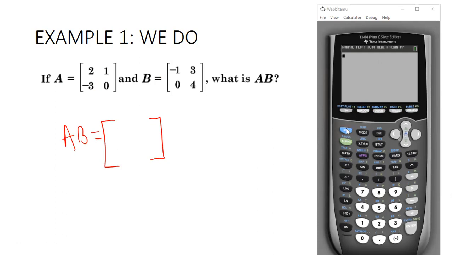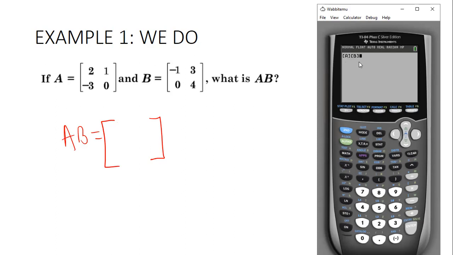To do that, I'm going to go to second, go back to the matrix window. Notice how I have matrix A created. Yeah, we see matrix A. I'm going to press 1 for matrix A. I'm going to go back to my matrix window. See how I have my B created? I'm going to press 2 for B. This is saying to multiply A times B.